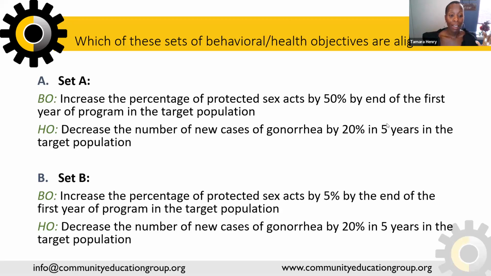So B, increasing the percentage of protected sex acts by 5%, is where in our SMART objectives the R, the realistic part, is very important. If you increase the percentage of protected sex acts by 5% every year, then maybe by the end of 5 years you can actually see new cases of gonorrhea decrease by 20%. So it's a cumulative add-on, right? Versus having a large percentage happen, because that 50% is unrealistic in sexuality research. But the 5% is more realistic according to the research.